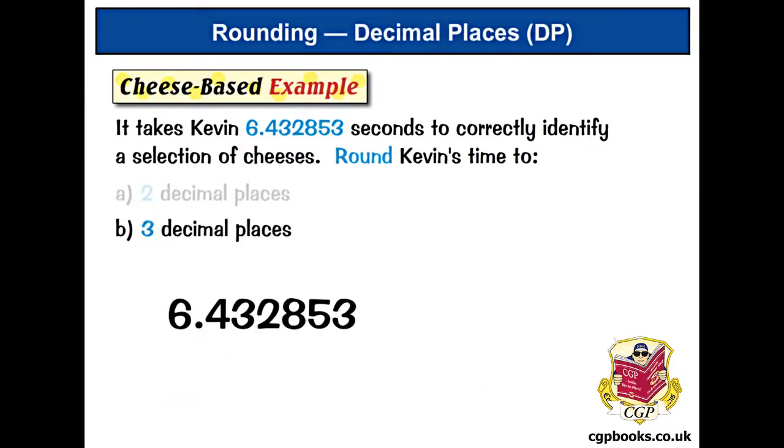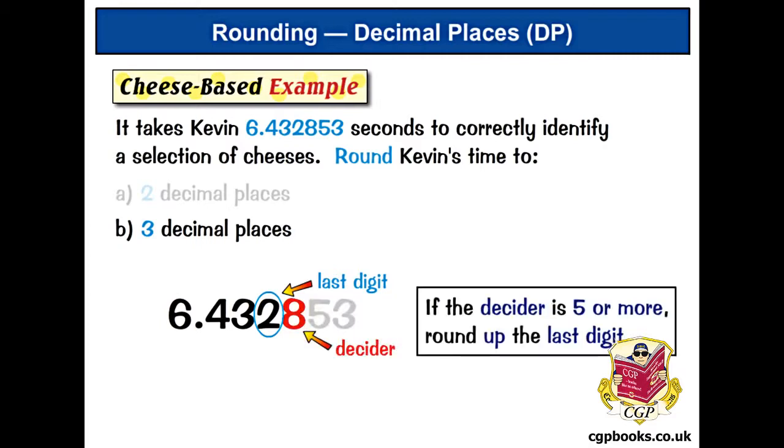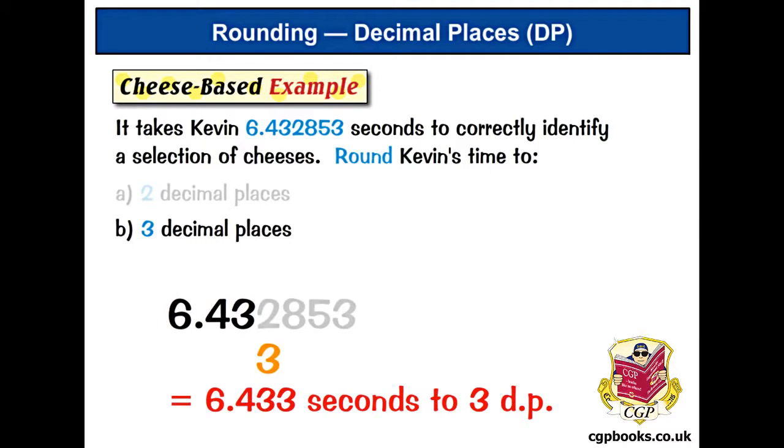Okay, moving on to part B. So this time, the last digit is 2, because we want 3 decimal places. And the decider is 8. When the decider is 5 or more, we round up the last digit, so we round 2 up to 3, and so our answer is 6.433 seconds.